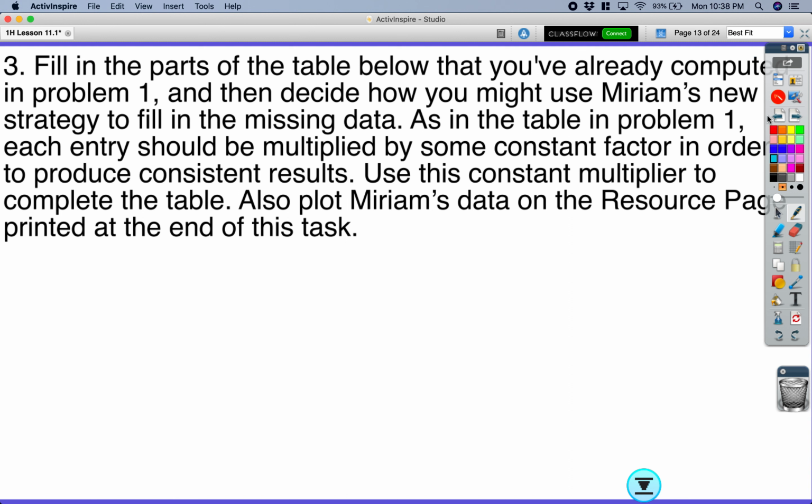Let me go and fill this out. It says fill in the parts of the table below you've already computed in problem 1, and then decide how you might use Miriam's new strategy to fill out the missing data. As in the table in problem 1, each entry should be multiplied by the same constant factor in order to produce a constant result. Use the constant multiplier to complete the table. Also, plot Miriam's data on the resource page. On that resource page, guys, it's at the end of the lesson. It's just a table. You can go ahead and do that at the end. It will not be presented in this lesson, though, okay?